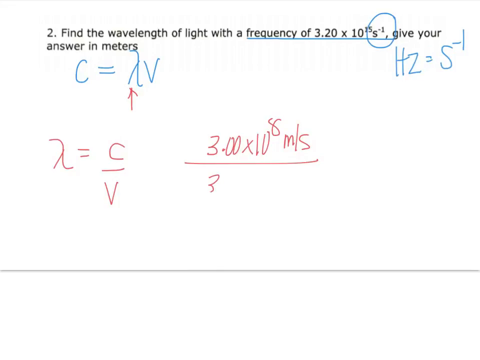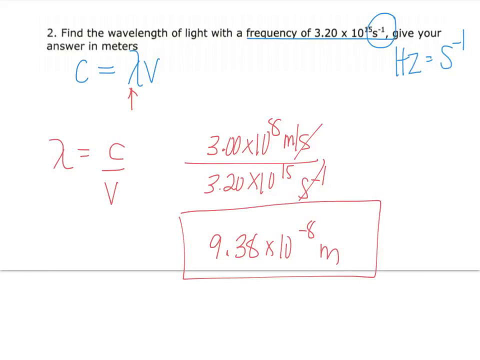And then we're going to put in frequency on the bottom. And we are going to say it's 3.20 times 10 to the 15 second minus 1. So then those seconds cancel out. And when I do that math and I use the correct number of significant figures, I should get that my answer is 9.38 times 10 to the negative 8 meters. And since it asks for it in meters, we're going to leave it in meters and not convert it.